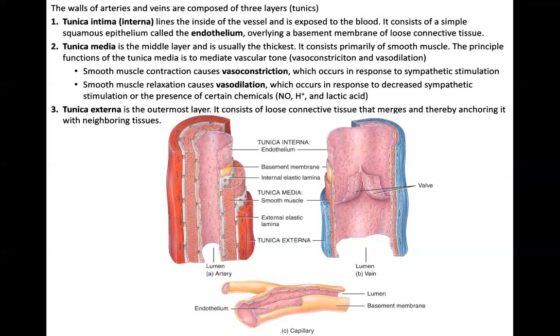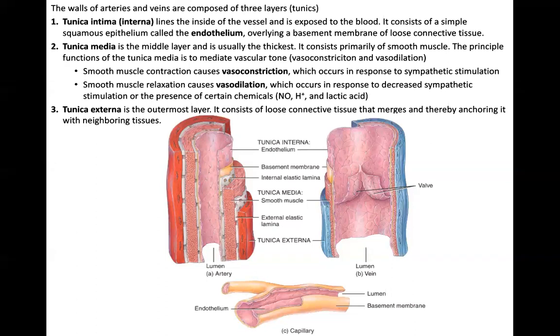Look at the size differential of the lumen between arteries and veins. Arteries are a lot thicker walled, which not so much has to do with the tunica interna, but really more so the media and the externa. And since arteries are much thicker walled, look at the size of their lumen compared to the lumen of a vein. Veins are actually more open and can hold more blood than our arteries, which is going to affect what we call venous capacitance.